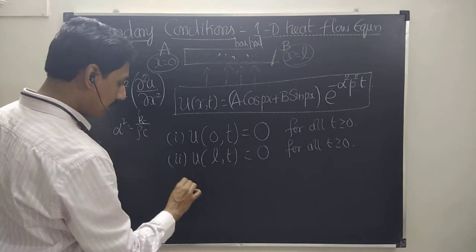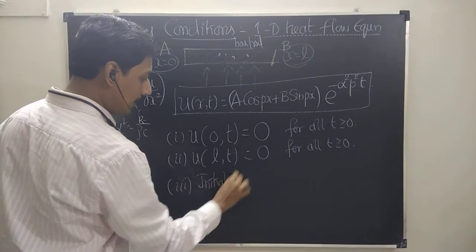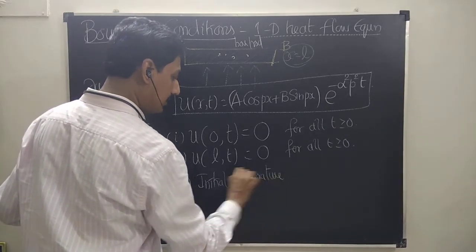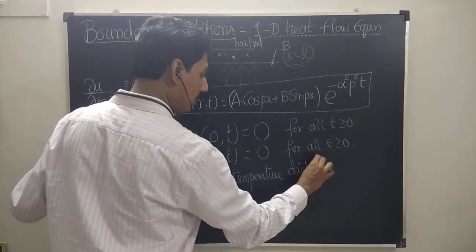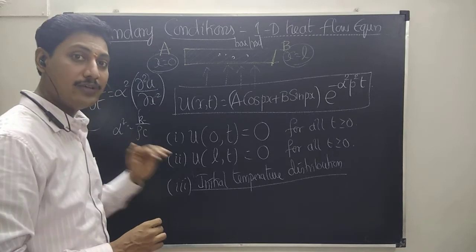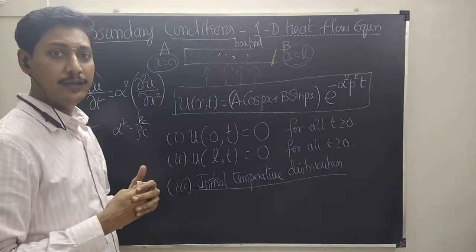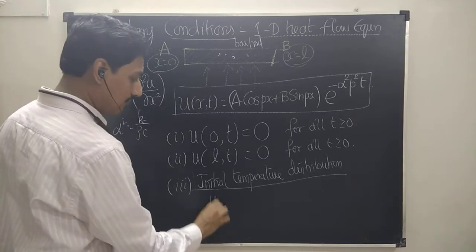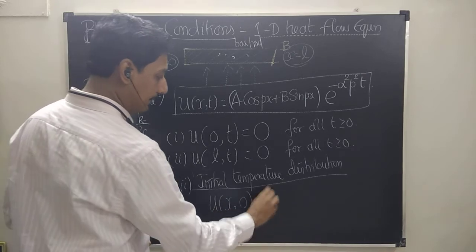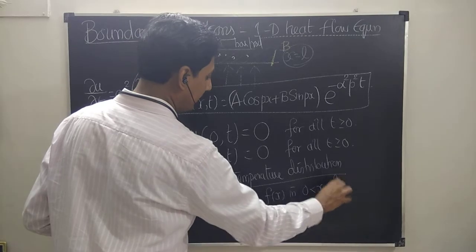And the third one is for the variable t. What is the initial temperature distribution of the rod? It may be given in the problem. Otherwise, we have to calculate, estimate or determine the initial temperature distribution from the given information. So when t = 0, the temperature is given. Sometimes it may not be given, and in that case you have to find out that value.